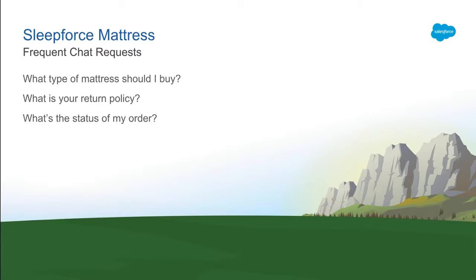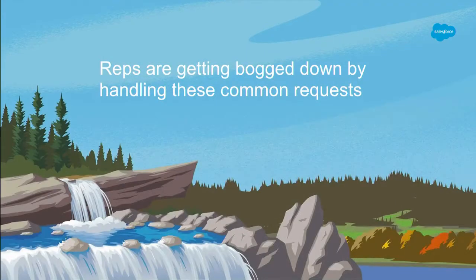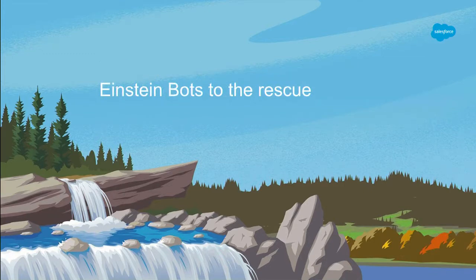So it's great that we're getting this type of information and connecting with our customers, but it causes a problem in that our reps are getting bogged down by those common requests. Instead of helping customers on more beneficial conversations, they're getting bogged down by those common requests. And although we have some canned responses that we could send back to them, it still takes time to interact with those folks. So that's where Einstein Bots come to the rescue. It can actually help us make those common chat requests a much more efficient process and actually navigate through those.